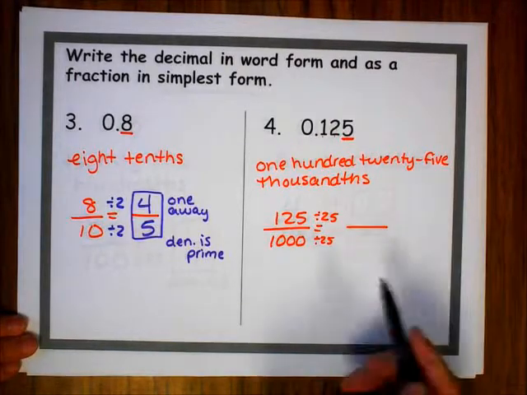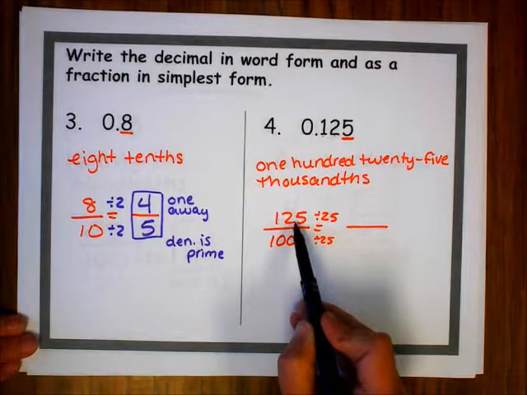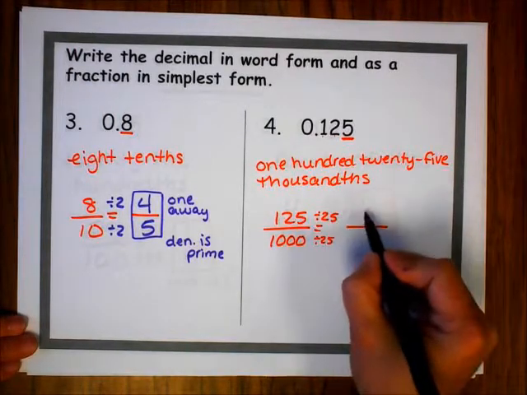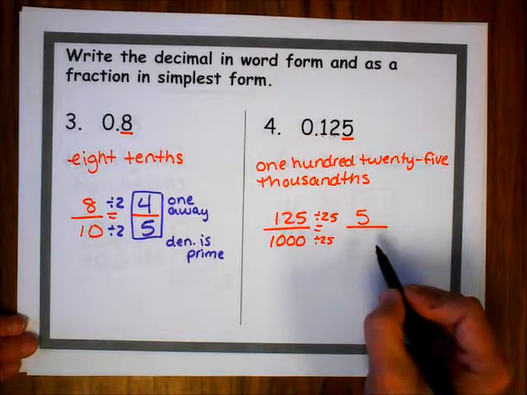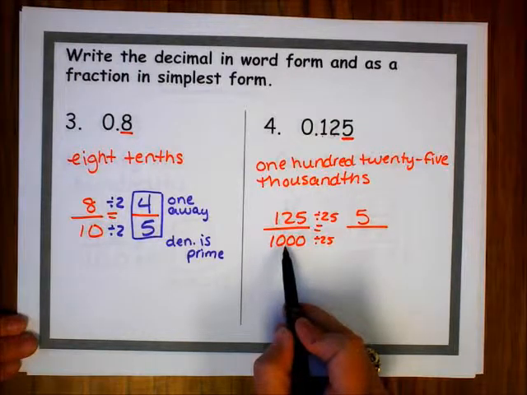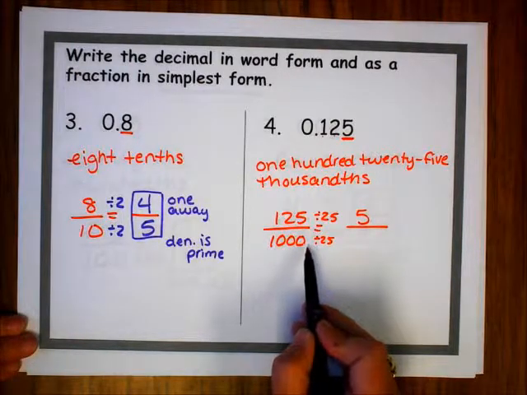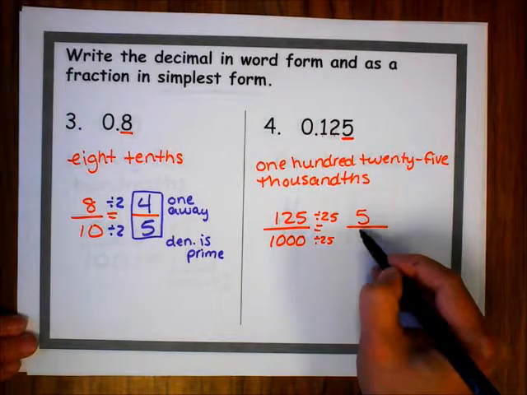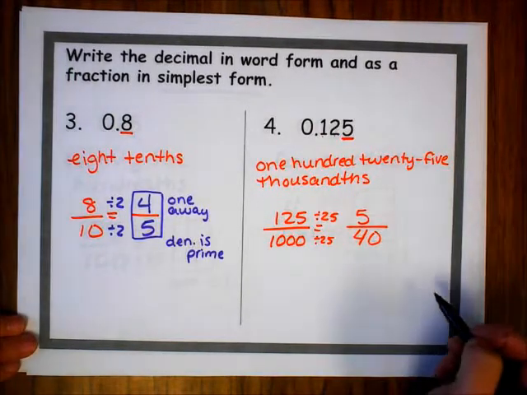So I'm going to ask myself, how many quarters would be in $1.25? That would be 5. So 125 divided by 25 is 5. Then how many quarters would be in $10? Well, if in $1 there's 4 quarters, then in $10 there would be 40 quarters.